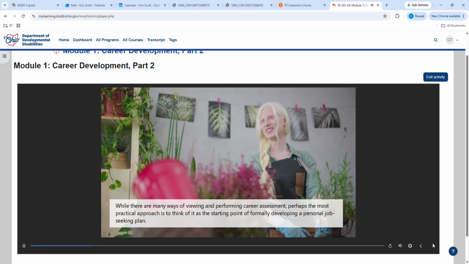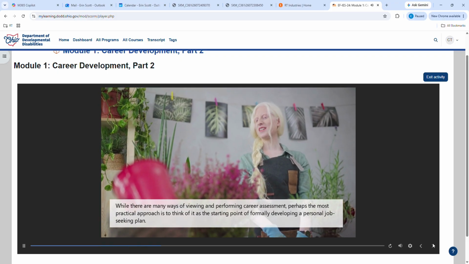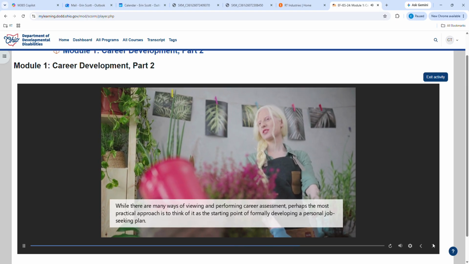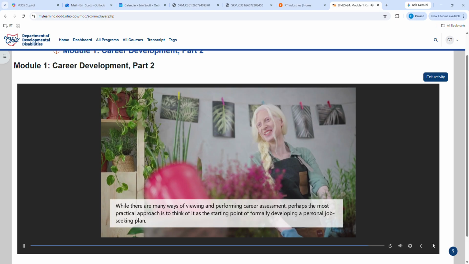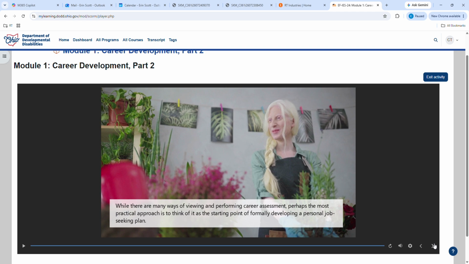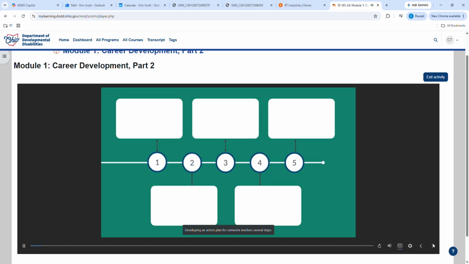While there are many ways of viewing and performing career assessment, perhaps the most practical approach is to think of it as the starting point of formally developing a personal job-seeking plan. Developing an action plan for someone involves several steps. Synthesizing career planning and discovery information to develop themes and ideas for job types that make the most sense for the person. Job types can include traditional career options or potentially self-employment options.